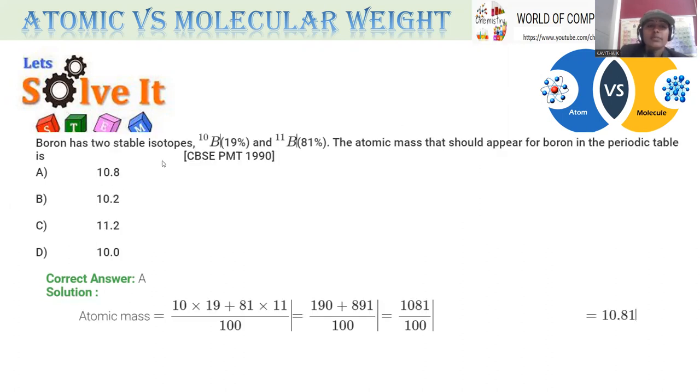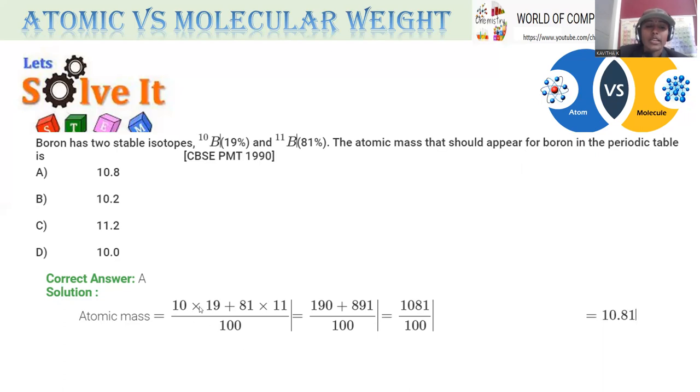Boron has two stable isotopes, B10 and B11. B10 abundance will be 19%. B11 abundance will be 81%. What atomic mass should appear in the periodic table for boron? So this is well known for us. We can go with the formula: percentage abundance of the first isotope, that is 19, into its atomic weight, 10, plus the second isotope's abundance, 81, into its atomic weight, 11, all by 100.